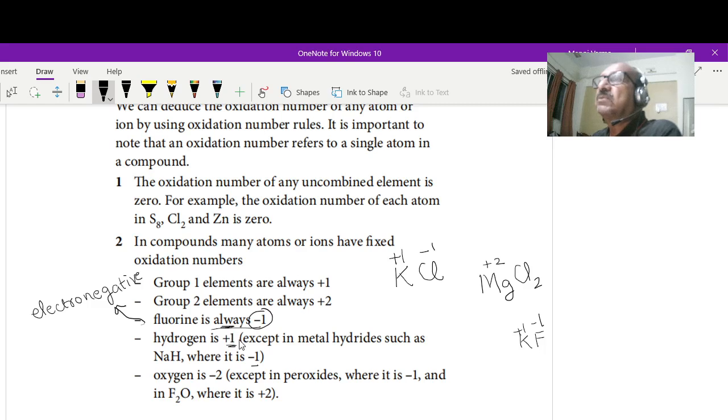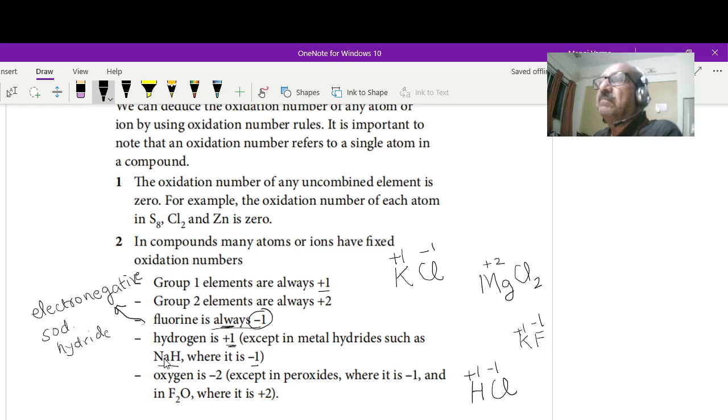So when is it +1? For example, in HCl, hydrogen is +1 and chlorine is -1. But if you consider a compound such as NaH, which is sodium hydride, you can see that sodium is written on the left side. Generally, on the left side we write the positive oxidation number, so the right side must be negative.